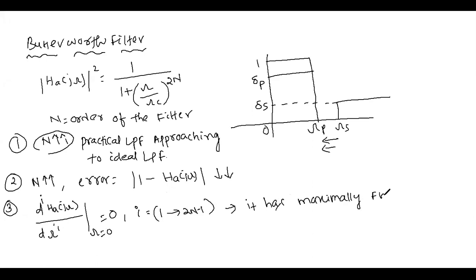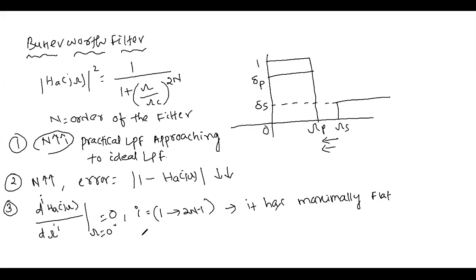If a function gives 0 value for a single differentiation, it has only one flat value, and it is either a maxima or minima. But here in this case, it gives 0 value for so many differentiations. That's why it has a maximally flat response.